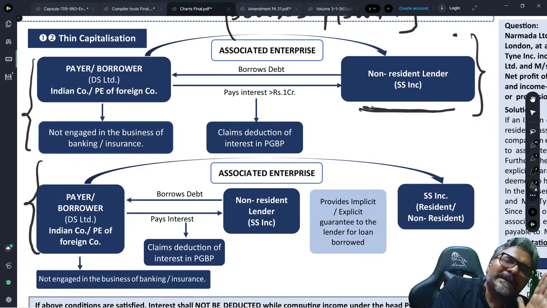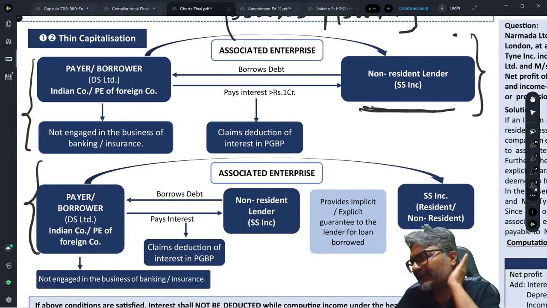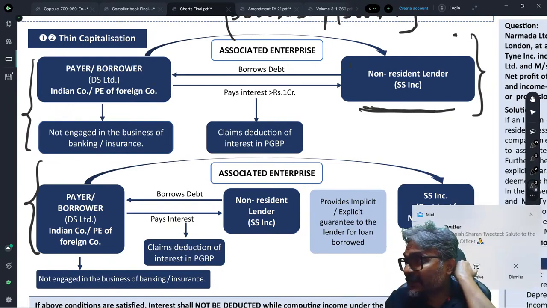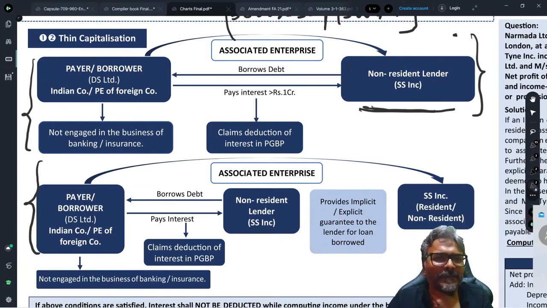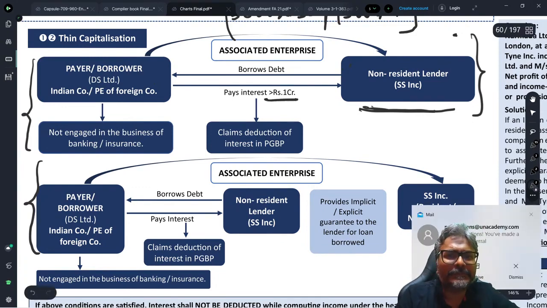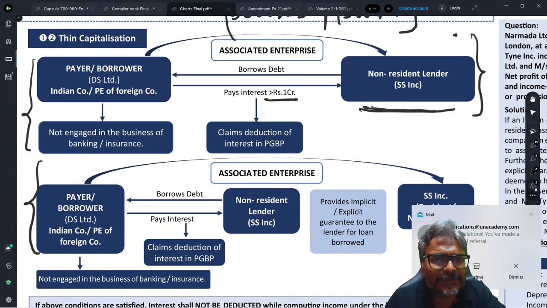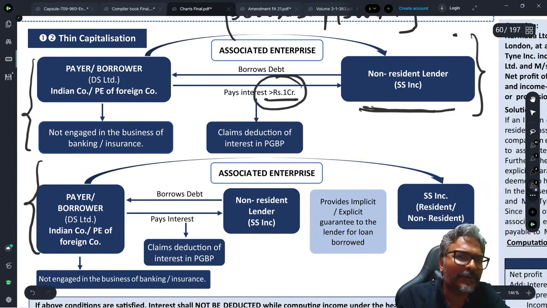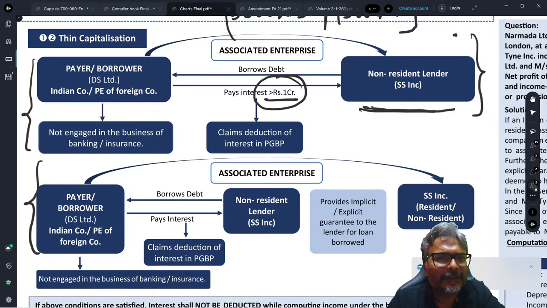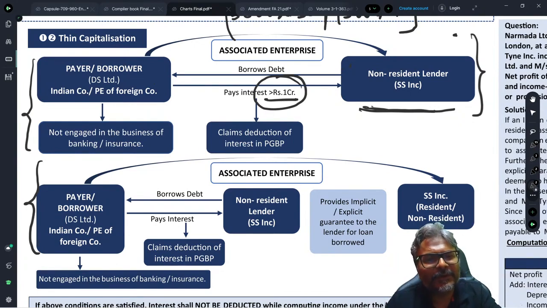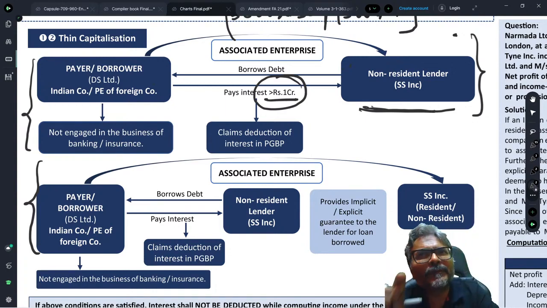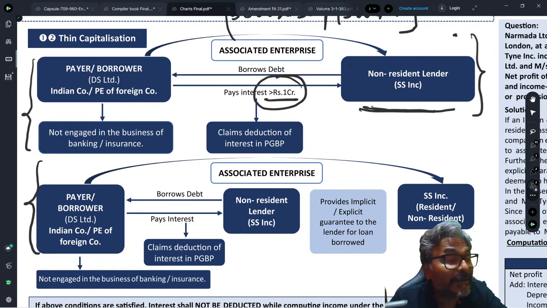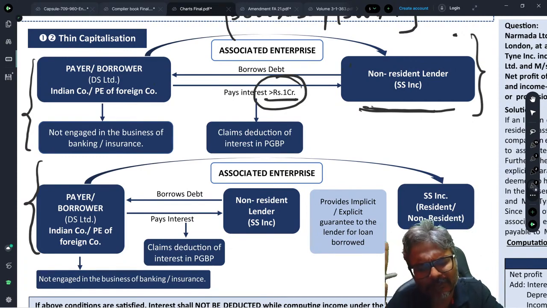In that particular case, if that Indian AE, students, is paying interest expenditure of more than rupees 1 crore, then in that situation, the 94B provision will be made applicable. How it will be made applicable, that we'll see. But for the time being, focus on the applicability.